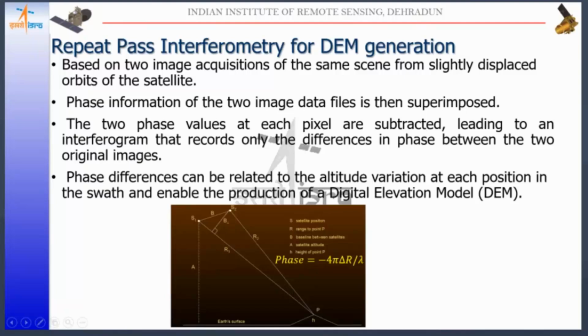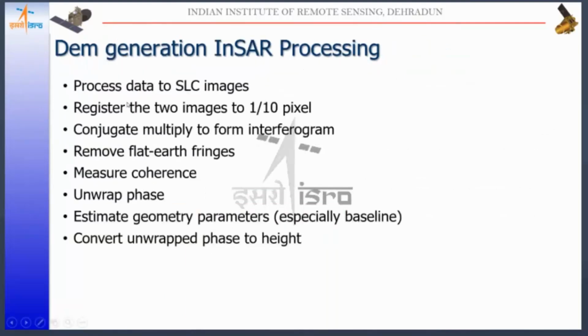So what are the basic steps? First, process the data to SLC images, then register the two images to one tenth of a pixel. So first we have to take two SLC images. If the product is directly given as SLC images, then we will start from there. If the data is raw data, then we have to process it, using the range Doppler algorithm and other algorithms to focus the data to make it level 1 or SLC images. If the data is already available as SLC images, then we will directly take the SLC images.